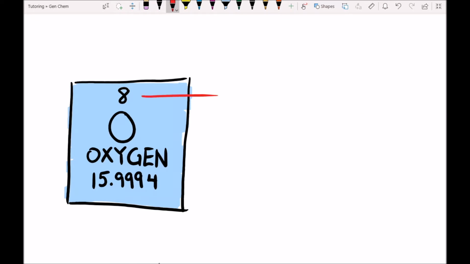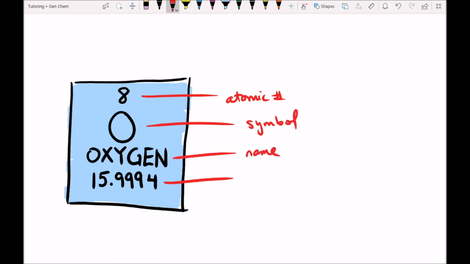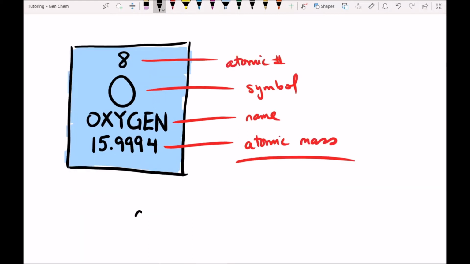So here we have an example of an element from the periodic table. So this 8 is the atomic number. The O is the atomic symbol. Of course, oxygen is the name. And then usually at the bottom we have the atomic mass. And this is what's most important here.